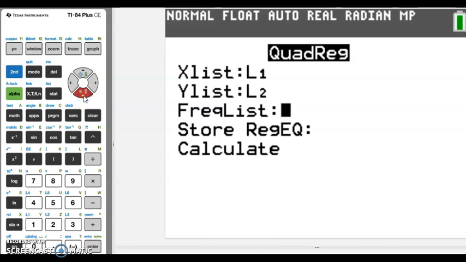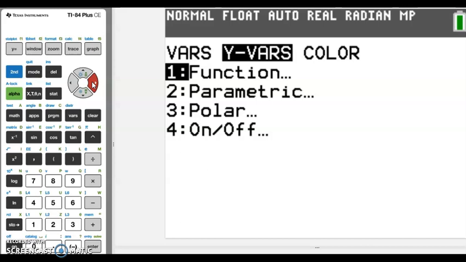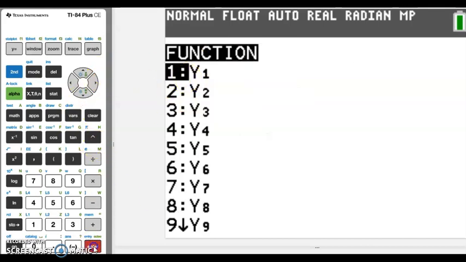You don't have to worry about your storing. You can store your equation if you want to graph your function as well, and I'll show you how to do that. This is not necessary, but you can do that. What this does is it stores your equation into your y equals, so you can graph it. So I'll do that. If you hit vars, y vars, you go to the right, hit function, and put it in y1, and hit enter.